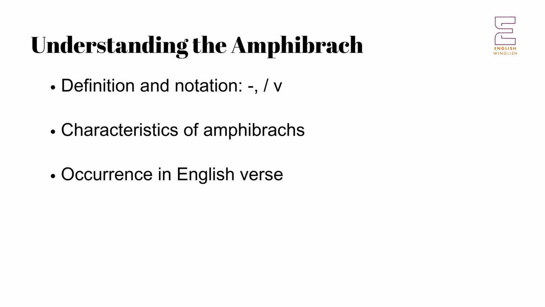Understanding amphibrach. Definition and characteristics. An amphibrach is a metrical foot in poetry composed of three syllables: an unstressed syllable followed by a stressed syllable and ending with another unstressed syllable, noted as hyphen, slash, and V. This structure creates a rhythm pattern that is distinct but not commonly found in English verse, where other metrical feet such as iambs and trochees are more prevalent.